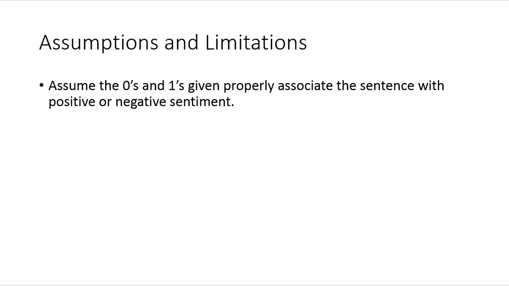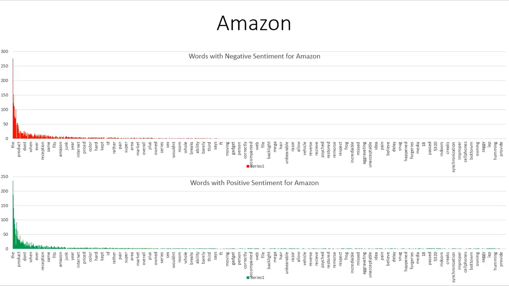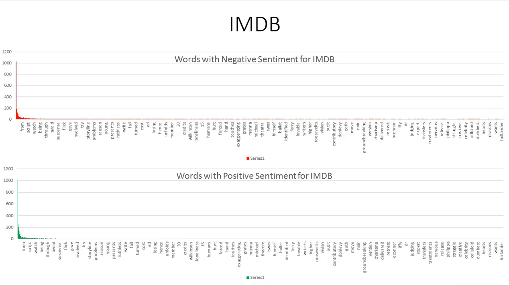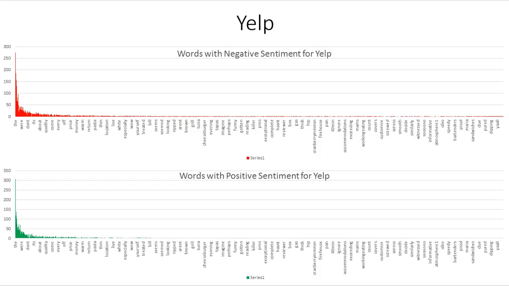So our first 3 slides of data show the words in each database associated with negative and positive sentiment. So our first slide shows the negative sentiment and positive sentiment for words in the Amazon database. Then our second shows the positive and negative sentiment for the same words in IMDb. And the third shows the negative and positive sentiment of words in Yelp.